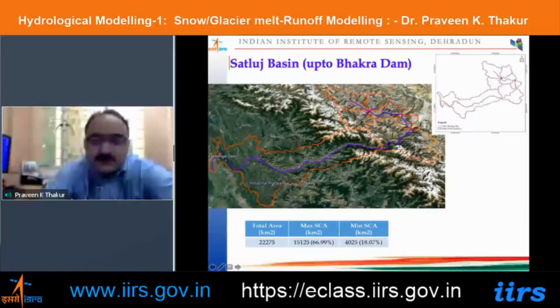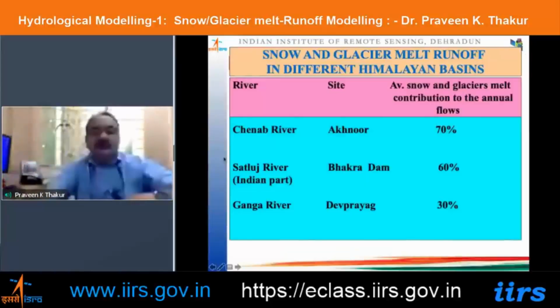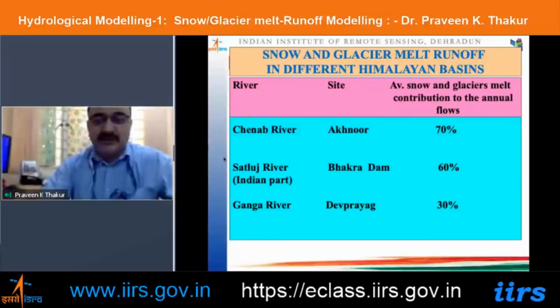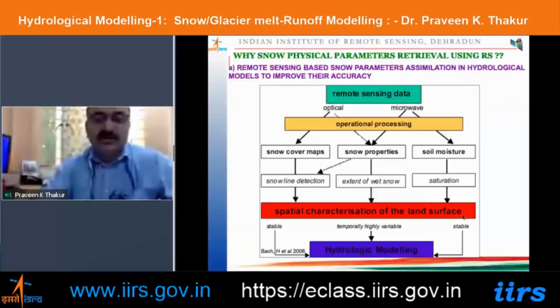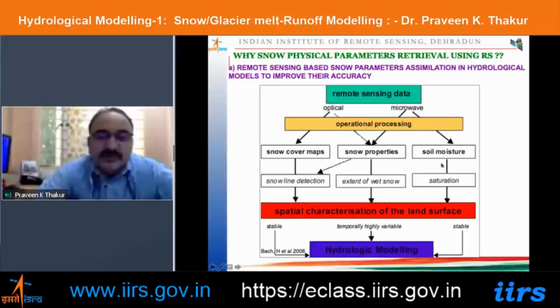If you see the relative contribution of the melt, it is highest for the Chenab river basin at 70%, for the Satluj basin it is 60%, and for the Ganga river it is the minimum, 30%, at Devprayag. So why do we want to do remote sensing based estimates of these parameters? The first reason is that once we estimate the snow parameters or the land surface parameters, which include soil moisture, they give us the spatial characterization of the surface, which will help us improve our hydrological modeling. This will be a direct input to my hydrological model.